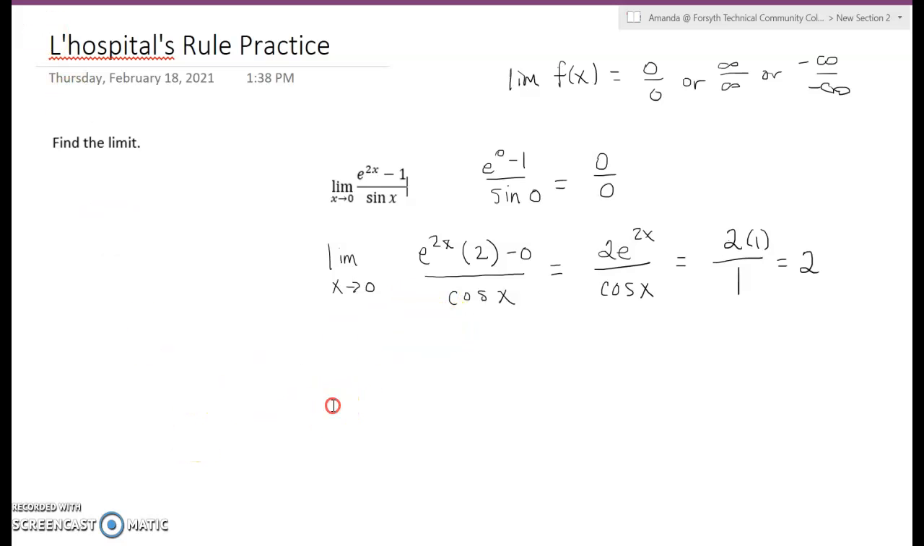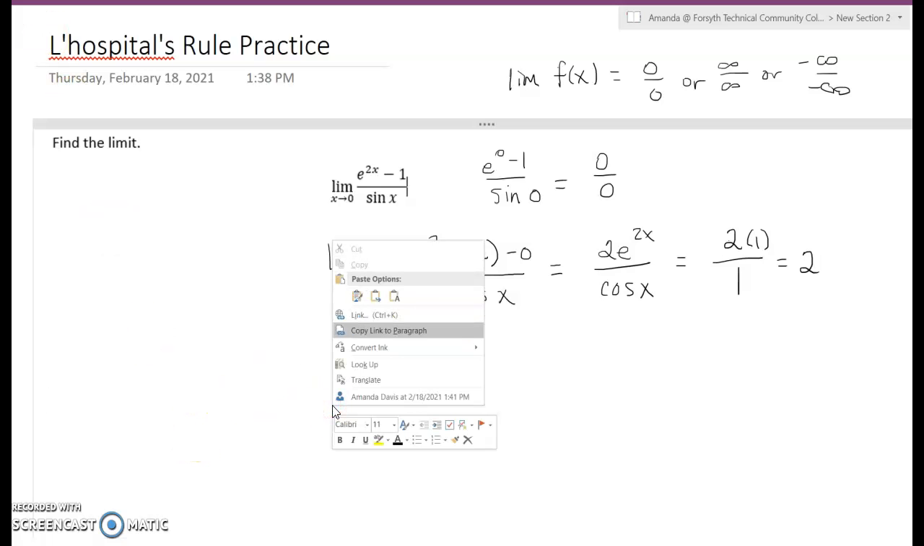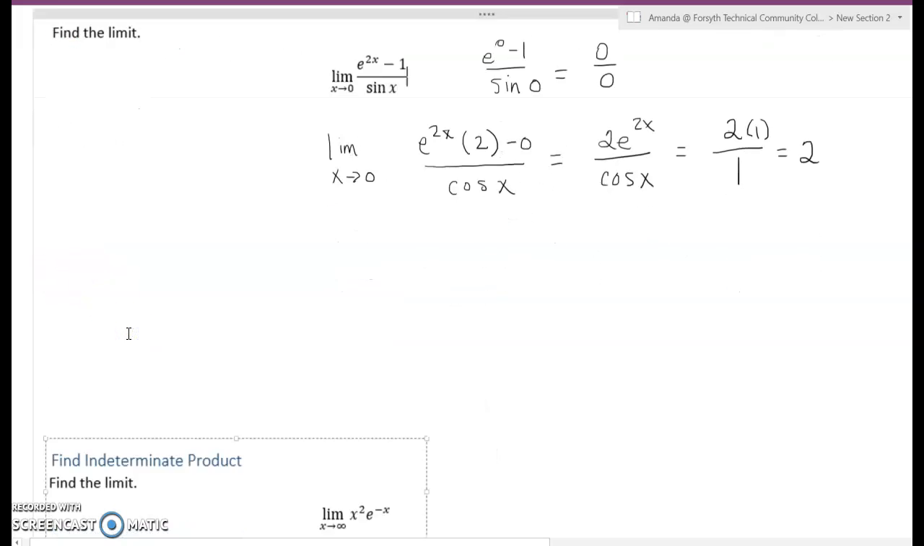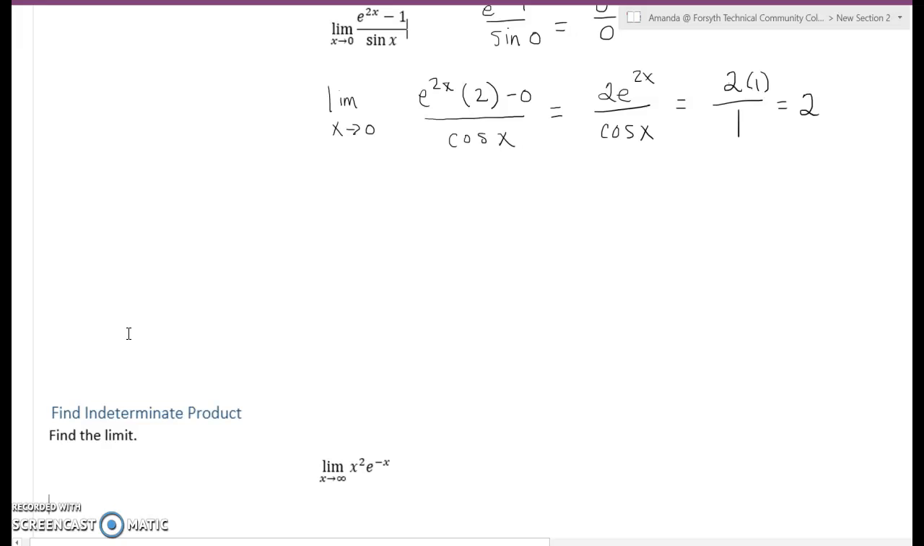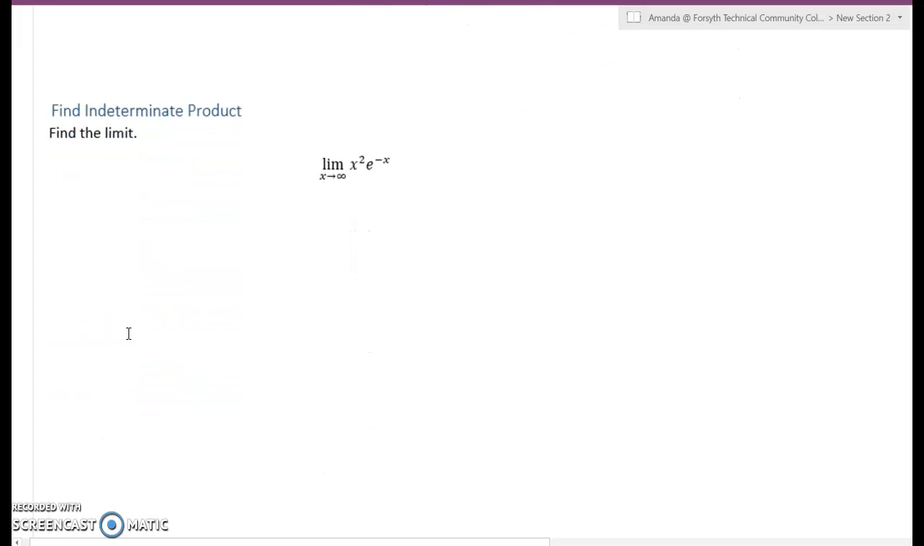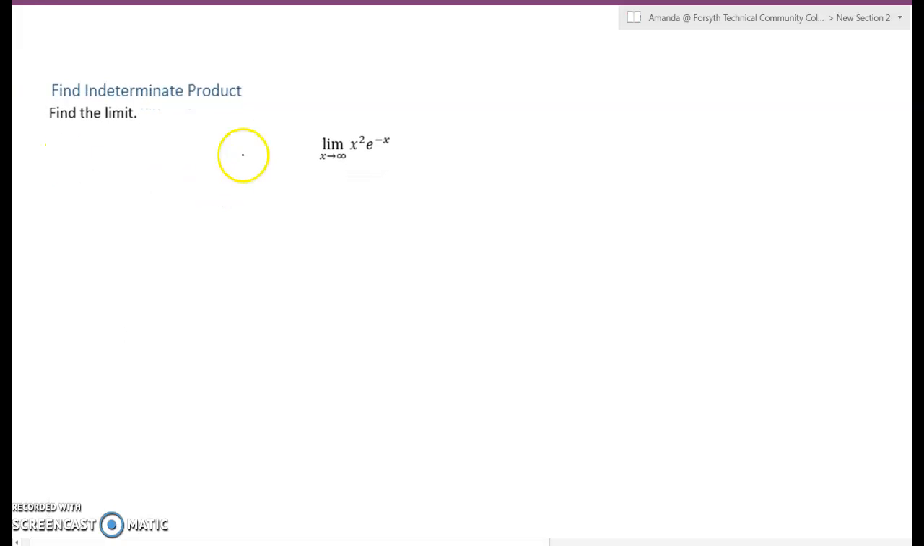Scroll down a little bit. There we go. And I have a new question. So now I have one that has an indeterminate product. In this question, we have x squared and e to the negative x. So this looks like a product, and we're looking at as x goes to infinity.